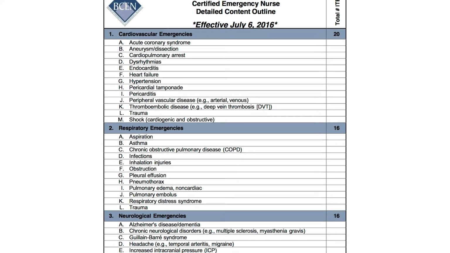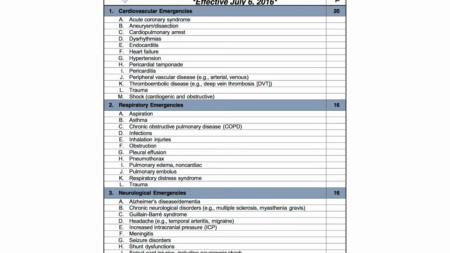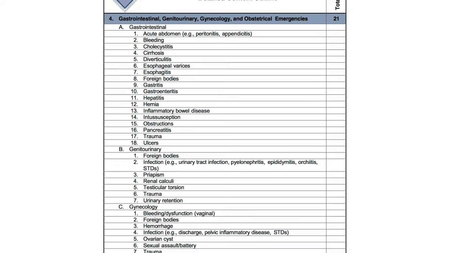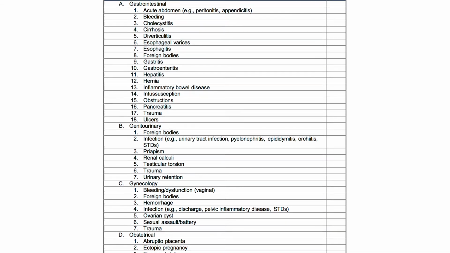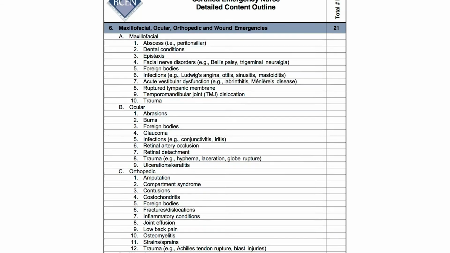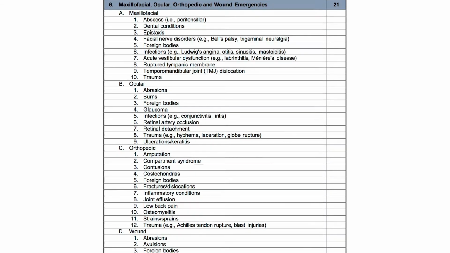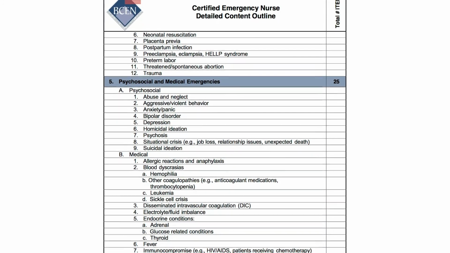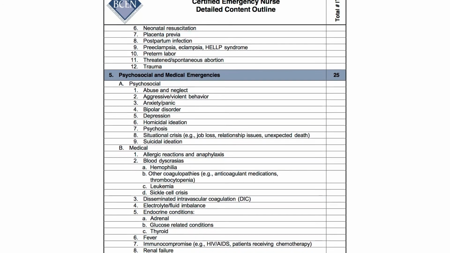So if you go to the BCEN website, you'll find the blueprint for all their exams, the CEN, the TCRN, the CPIN, and so on. And they'll tell you what percentage of each of these questions there is. 26% of this and 21% of that. So you can kind of figure out how many of each of these types of questions you can anticipate as you study.